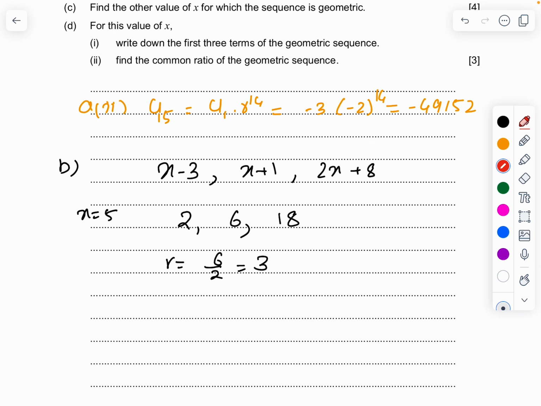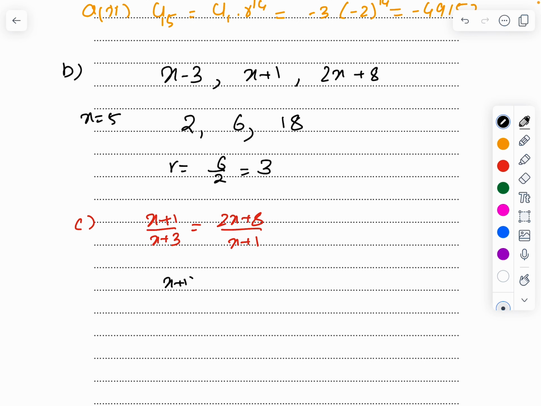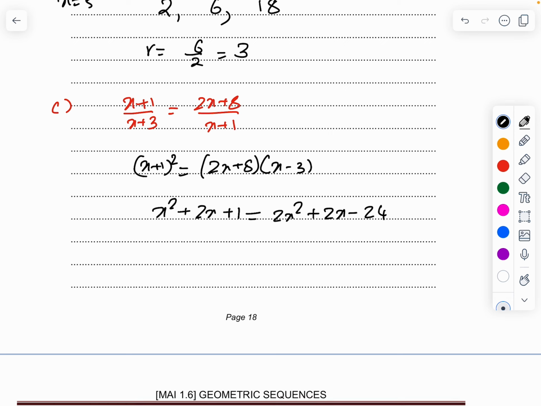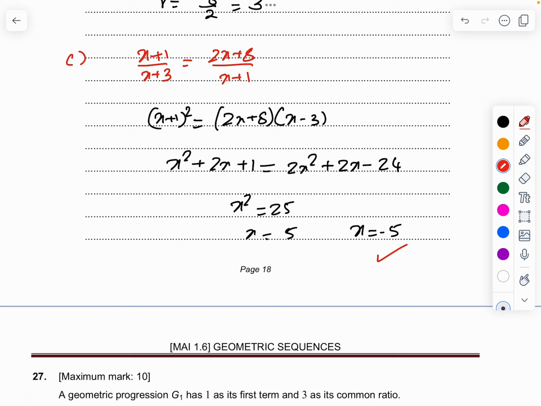For the sequence to be geometric, what should I be doing? The second term divided by the first term should be equal to the third term divided by the second term. Then I do the cross multiplication. (x plus 1) whole squared equals (2x plus 8) times (x minus 3). So x squared plus 2x plus 1 equals 2x squared plus 2x minus 24. This gives me x squared equals 25. x equals either 5 or -5. But 5 we have already done, so the other value is x equals -5.